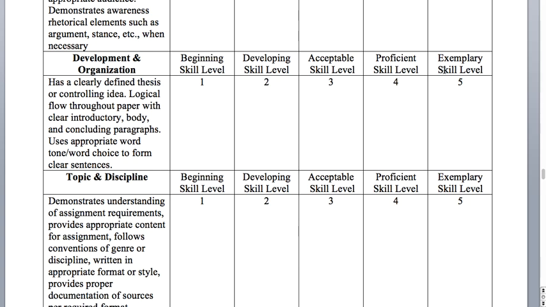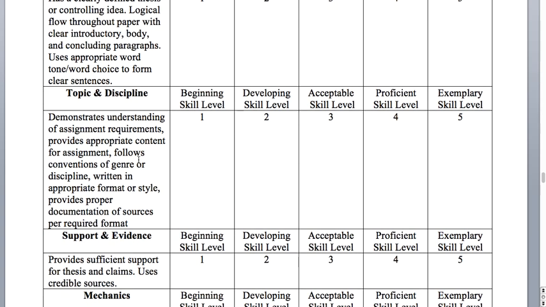Development and organization. Is there a clearly defined thesis and controlling idea? Is there a logical flow throughout the paper with clear introduction, body, and concluding paragraphs? Do they all work? And that's a general problem with student writing, is that I'll have a great conclusion and introduction and then several paragraphs in the body that don't relate to what the conclusion says or the thesis says. Do you use appropriate word tone or word choices to form clear sentences? That sort of stuff. That is 20%.